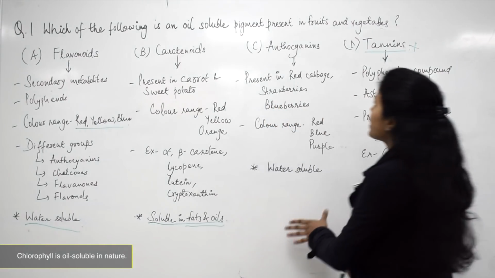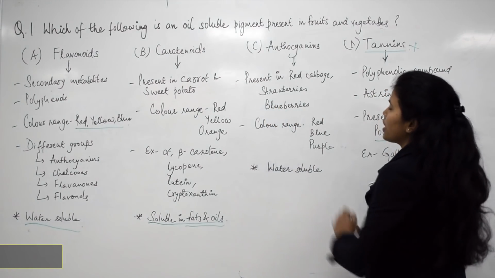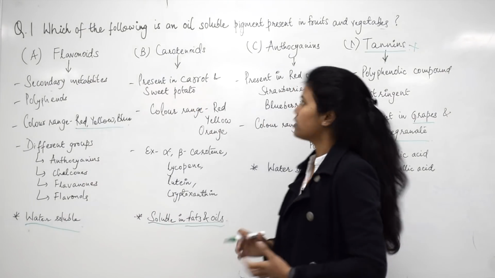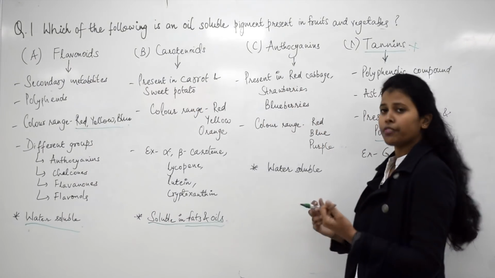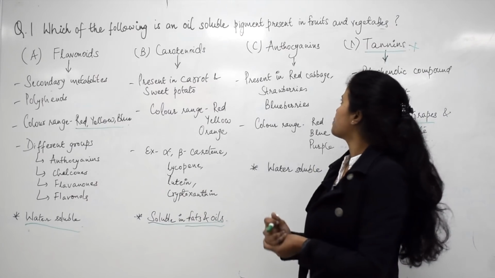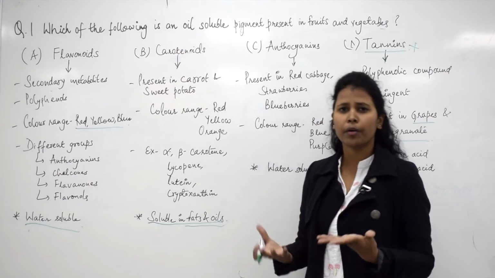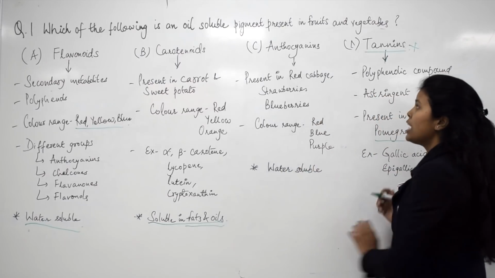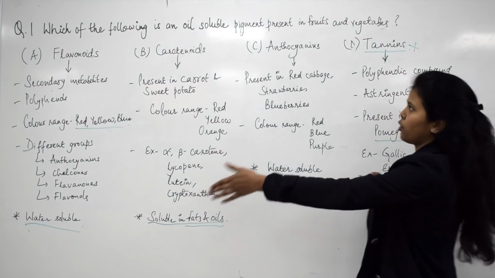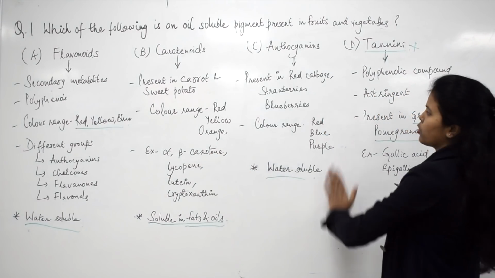The last option is anthocyanin. This pigment, as I told you, is a subgroup of flavonoids. So these are present in fruits and vegetables, giving a variety of colors like red, blue and purple, and are present in various fruits and vegetables like red cabbage, strawberries, blueberries, and giving these colors to them. These are the ones which are water soluble. As I told you, all the flavonoids are water soluble. These, being a part of flavonoids, are also water soluble.